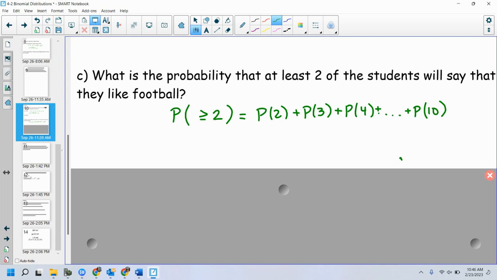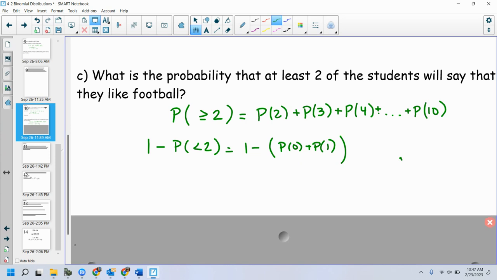Think about this. Isn't the probability greater than or equal to 2, what if I did this, 1 minus the probability of less than 2? Right? Aren't these things equivalent? Now, is this thing easier to compute? Yeah. I could take 1 minus, well, this is the probability of 0 plus the probability of 1. Do I include 2? No, not or equal to. Oh, now that's a lot easier to find, right?